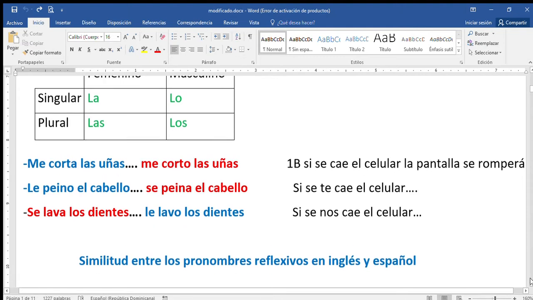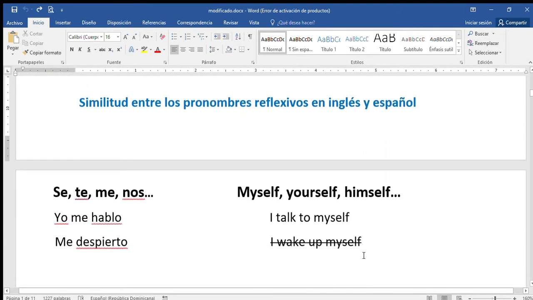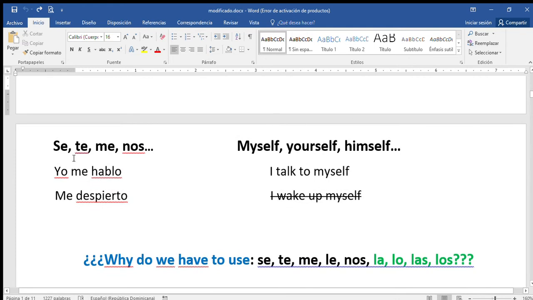Similitud entre los pronombres reflexivos en inglés y en español. There is something important right here. We have se, te, me, nos, reflexive pronouns in Spanish. You have myself, yourself, himself, reflexive pronouns in English.